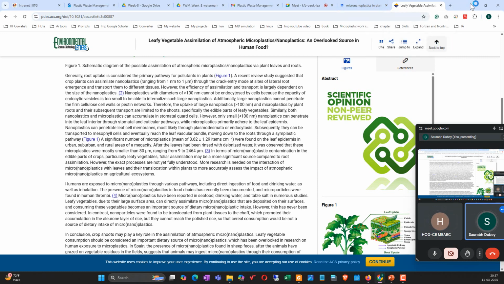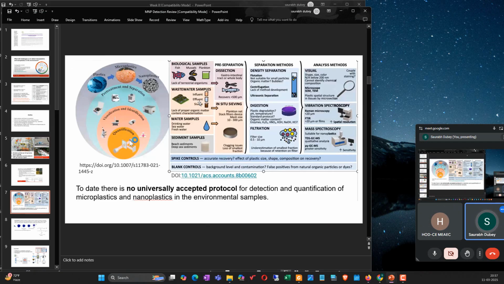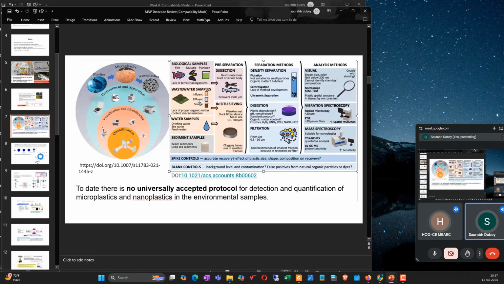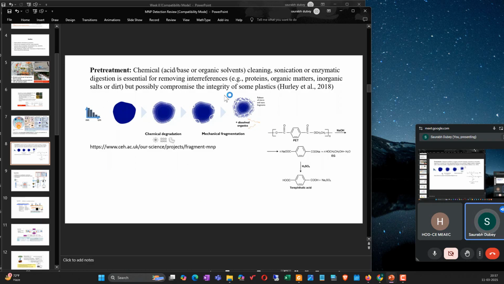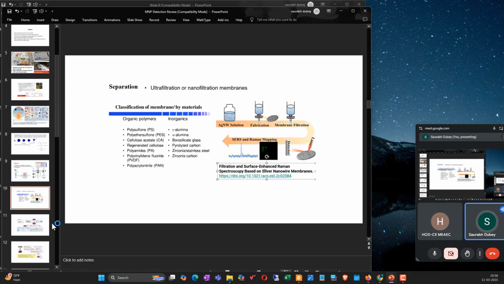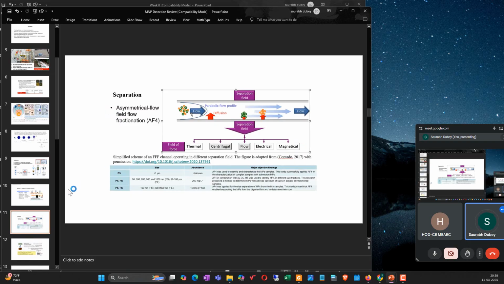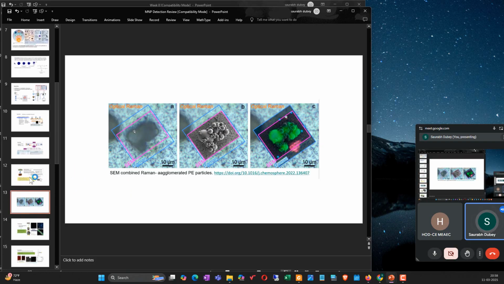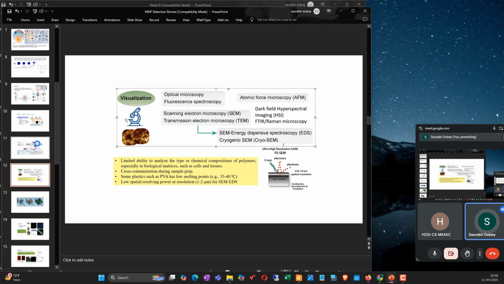Coming to the point I was discussing, these are the different methods, just for detection. Pre-treatment has to be there, where you remove different organics using different things, and then you need to separate them. There has to be a separation technique, and then different separation techniques. This is an integration of two methods.